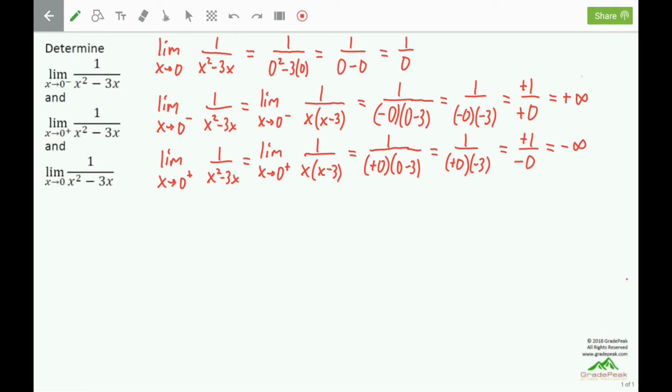The two-sided limit depends on how the two one-sided limits compare to each other. They're different. Therefore, the two-sided limit up here does not exist. And there's the results of the three different limits.